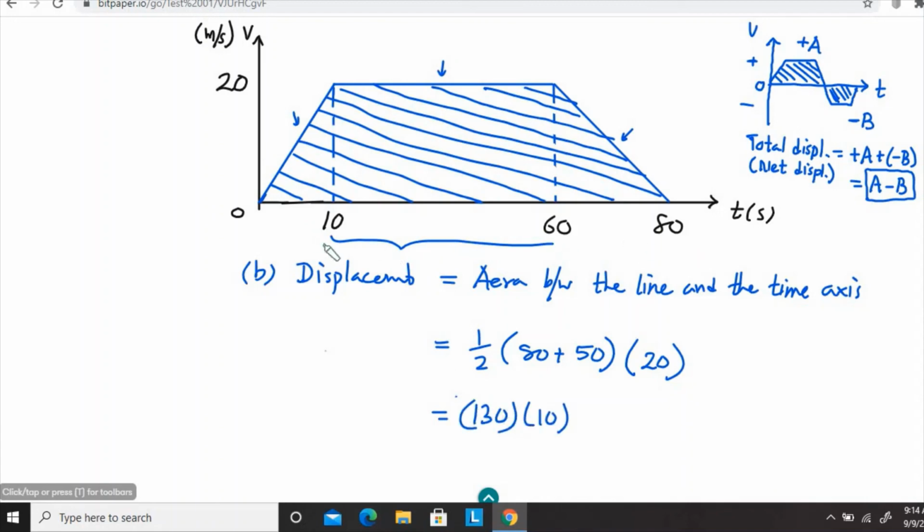And what are the units? The units should be meters, right? Because meters per second multiplied by seconds gives us the unit of displacement, and that is meters. So, to be very correct, let's put the positive sign, and 1300 meters, or 1.3 kilometers, is your answer. So that's the displacement from station 1 to station 2.